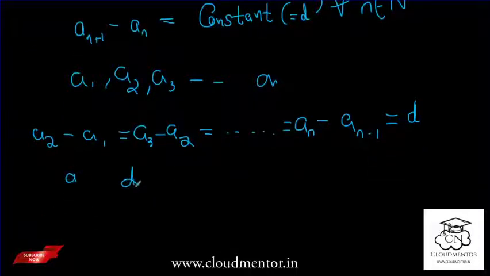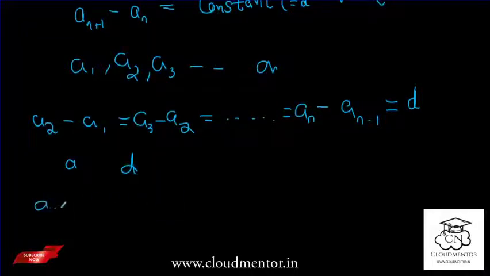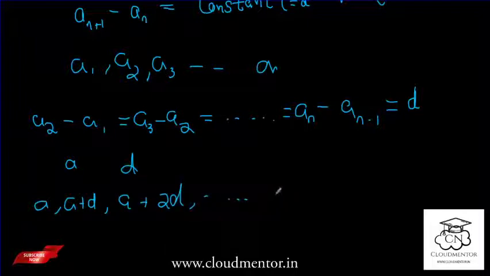If a is the first term and d is the common difference, then the AP can be written as a, a plus d, a plus 2d, etc. up to a plus (n minus 1) into d. That is the general term: a plus (n minus 1) into d.